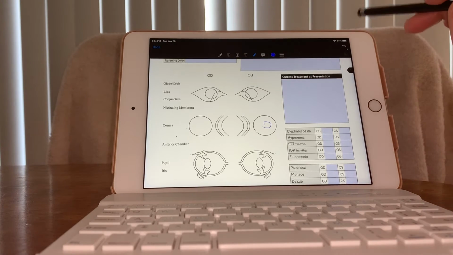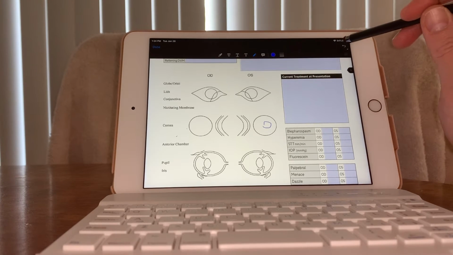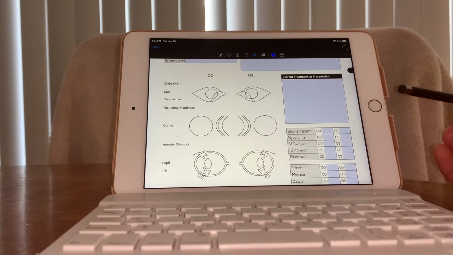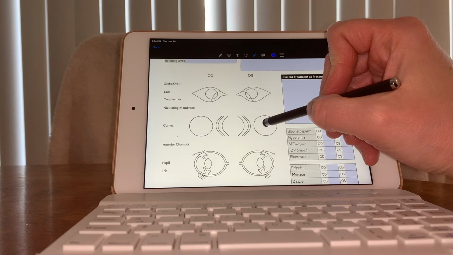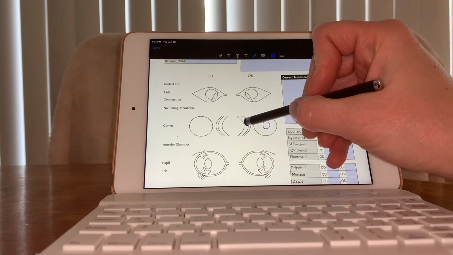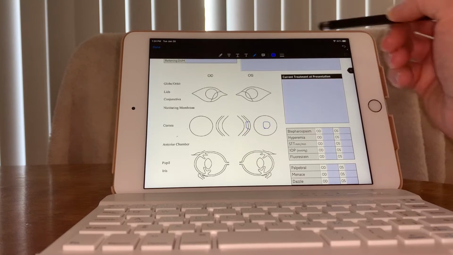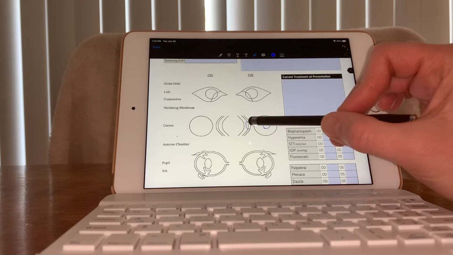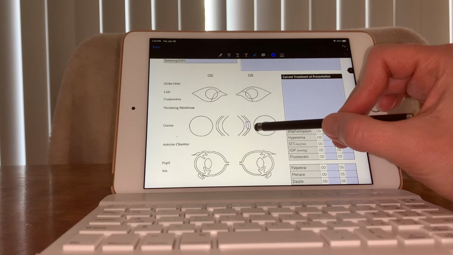If you're unhappy with how it looks, you can reverse that image by removing it with the undo button. So for example's purposes, we're going to draw a circle in the center of the cornea and represent that as a deep ulcer right there. So this tells me that the ulcer is in the center and that you can actually see a divot.